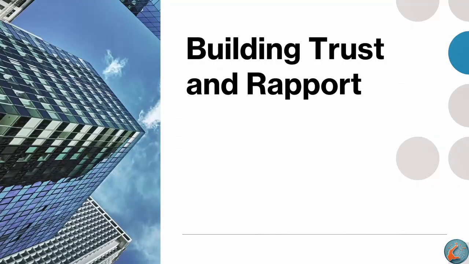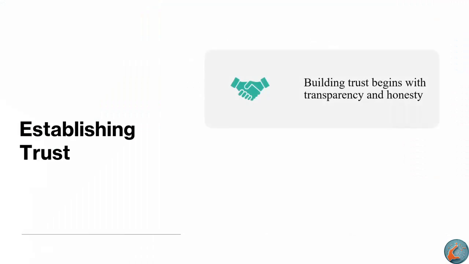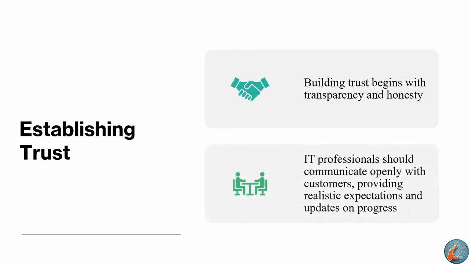Now, how can an IT support person build trust and rapport within a given organization? Now, let's look at the first one, establishing trust. Building trust begins with transparency and honesty. As an IT support person, we have to be transparent and honest in everything we do when it comes to dealing with our end users. IT professionals should communicate openly with customers, providing realistic expectations and updates on progress. This is so important. This will keep the end users in the loop and help them understand at what point in time the problem reported to the IT support person will be resolved.